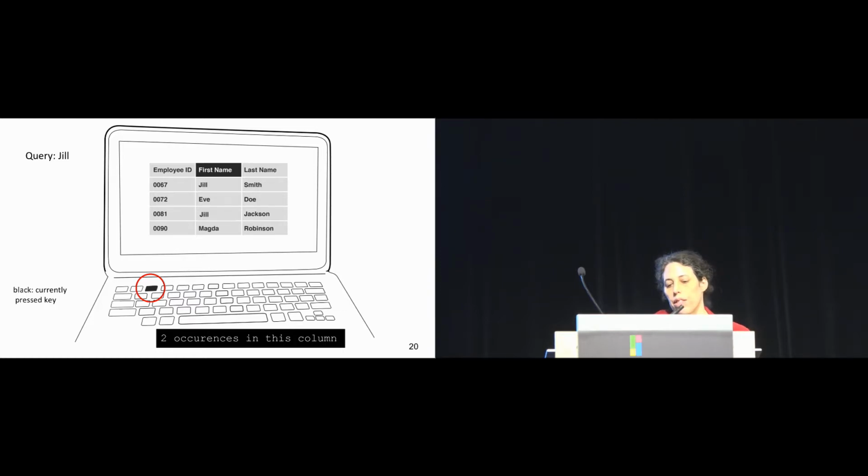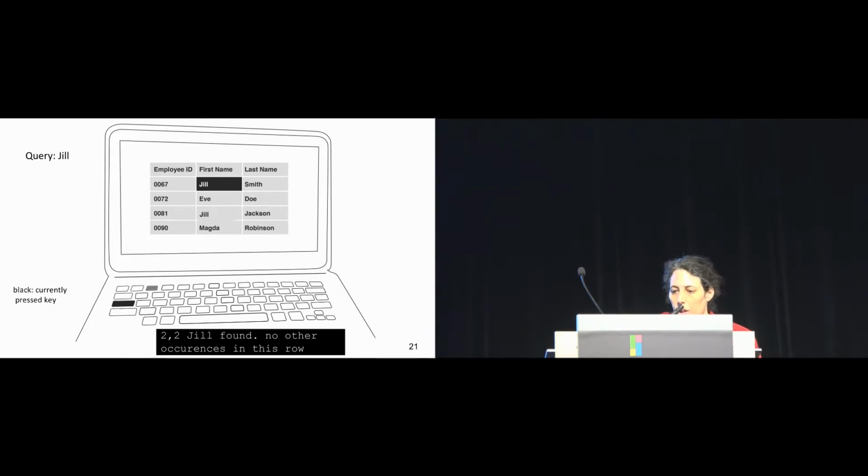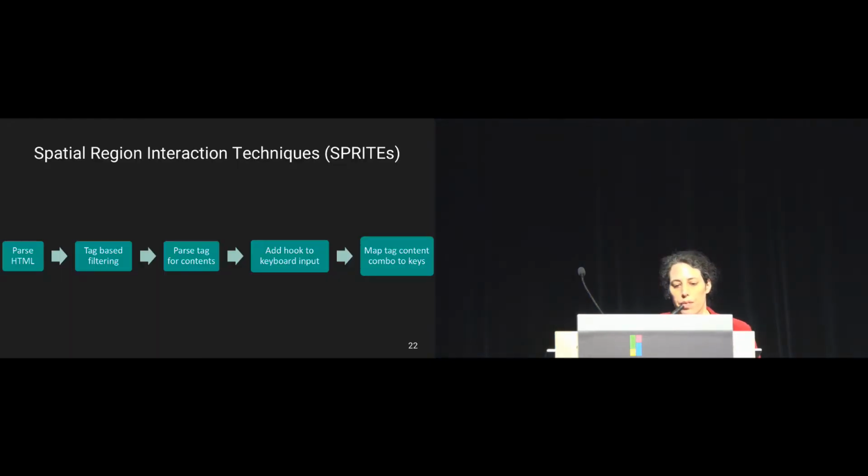So here, for example, it would say 2 occurrences in this column if the user is searching for the word Jill, because the second and fourth row of the table have the word Jill in them. And now, if they want to, they can look at the column, and they can now move down positions in the column, again, in the same way, and actually listen to the contents of Jill.